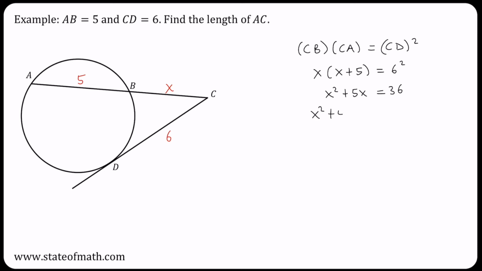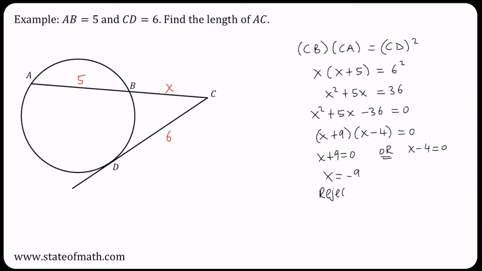So X squared plus 5X minus 36 is 0. This factorizes into X plus 9, X minus 4. So this means that X plus 9 is 0 or X minus 4 is 0. Now X being negative 9 is not valid, it's rejected because we know that X has to be positive. So we rejected the negative 9. The other solution is X is 4. We were asked to find the length of AC, and we see that AC is 5 plus X, so it's gonna be 5 plus 4, which works out to be 9.